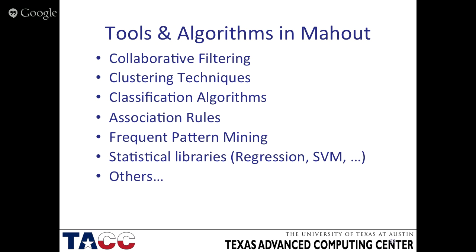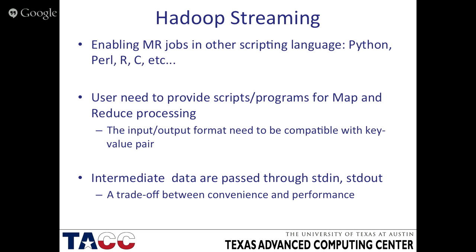Mahout has a lot of data mining algorithms already implemented, and all those algorithms run under the MapReduce model. The other feature, which is not always shown in the Hadoop ecosystem but has become very useful and popular nowadays, is called Hadoop streaming. For today's introduction, we will emphasize Mahout and Hadoop streaming, and in the exercise there are some example things you may do with both of them.